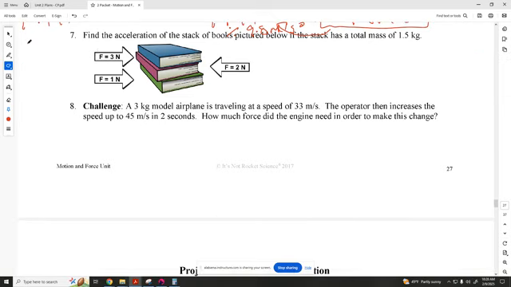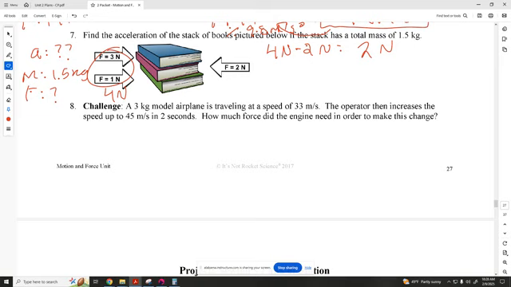Find the acceleration. So I'm looking for the acceleration of the stack of books pictured below, if the stack has a total mass of 1.5 kilograms. So first we've got to find force, and we can do that using this free body diagram. I have 4 newtons total pushing to the right, 2 newtons total pushing to the left. Remember, if they're going in opposite directions, I subtract. So 4 newtons right minus 2 newtons to the left. 4 minus 2 gives me 2 newtons. The larger force wins, so 2 newtons to the right. So now I know that my force is 2 newtons.